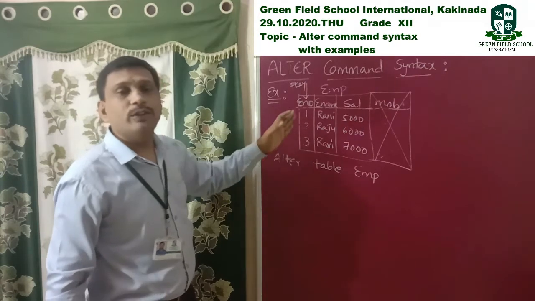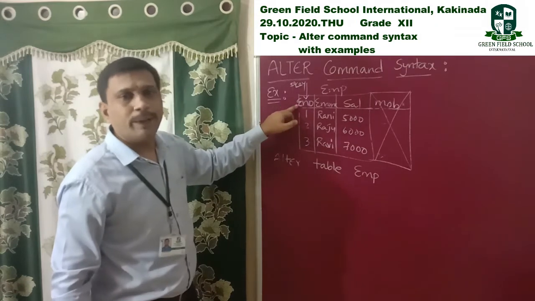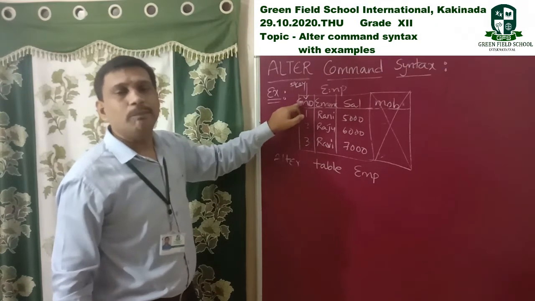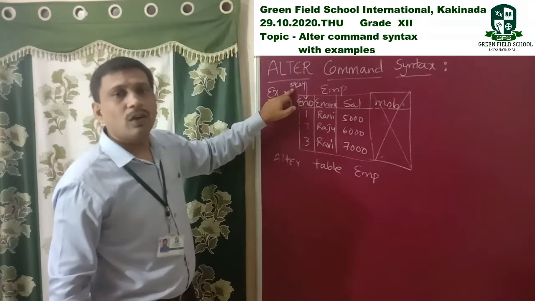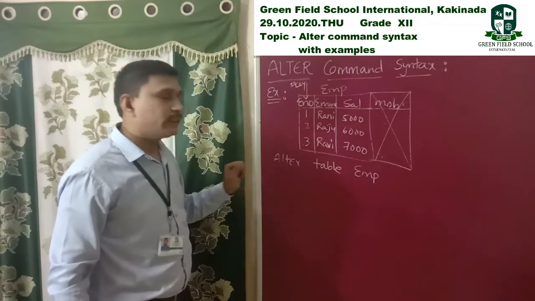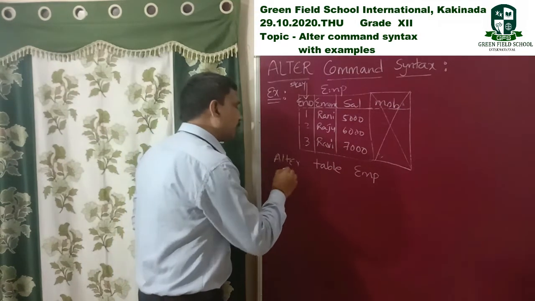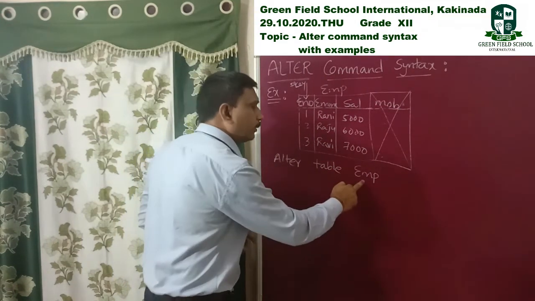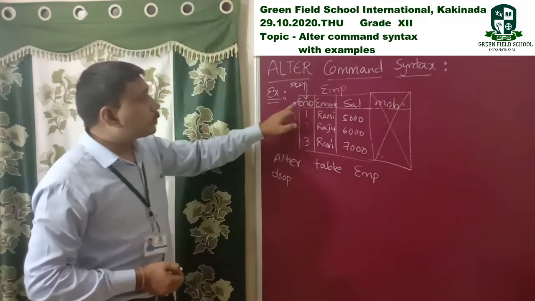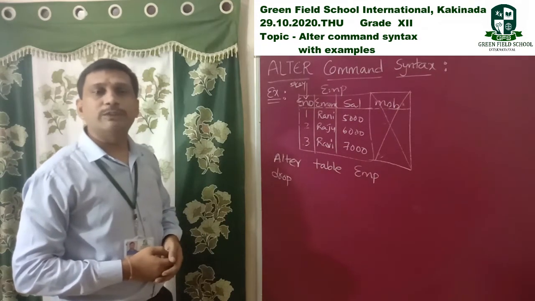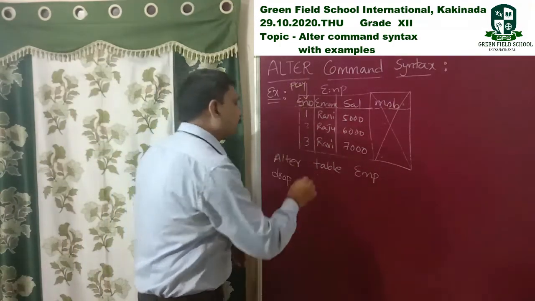I am not interested to continue this primary key for this employee table on the employee number column. Then I remove the primary key from employee number by using this alter table command. See, we write here: alter table, table name, drop. Here we specify drop constraint name. Drop, here we specify the constraint name.